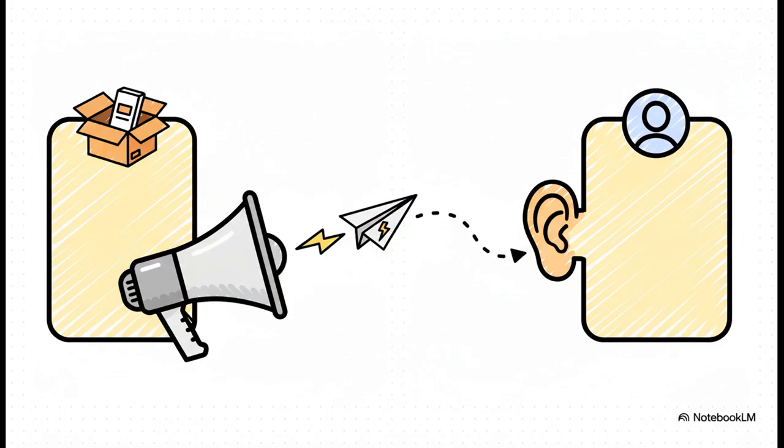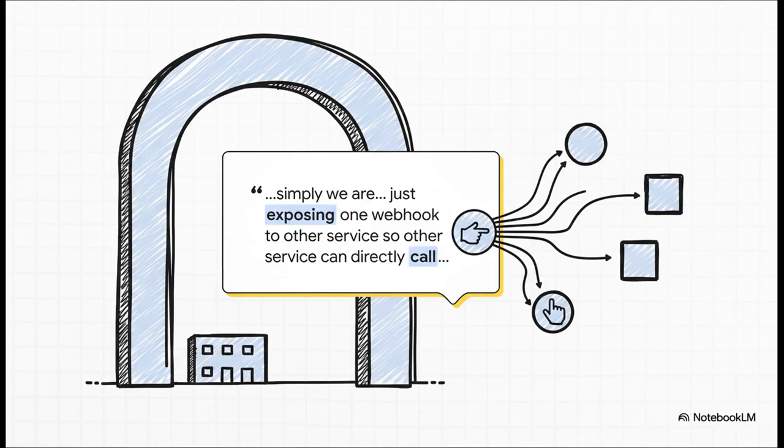Simple as that. And Jay really nails it with this quote. He says, you're just exposing one webhook. It's like putting a single, well-defined front door on your service. That endpoint becomes the official, public way for other services to talk to it, and they don't need to know anything about what's going on inside.